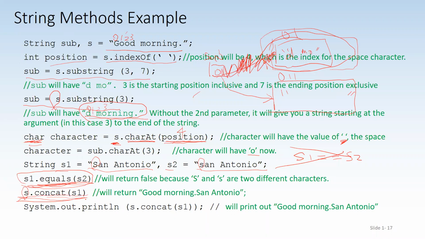If you want to capture that value, you have to do something like this. Assign it to a variable, right? This is not assigning it, so it's an expression. It will return good morning, San Antonio, but no one captures it. No one cares about it. S is good morning, and S1 is San Antonio. So that's what will be returned. Any questions?